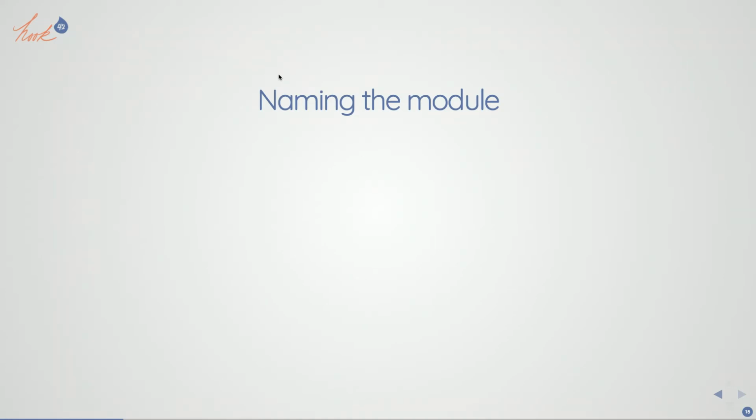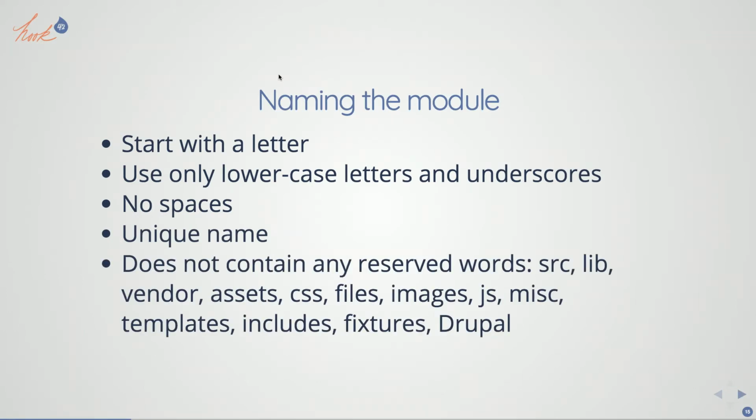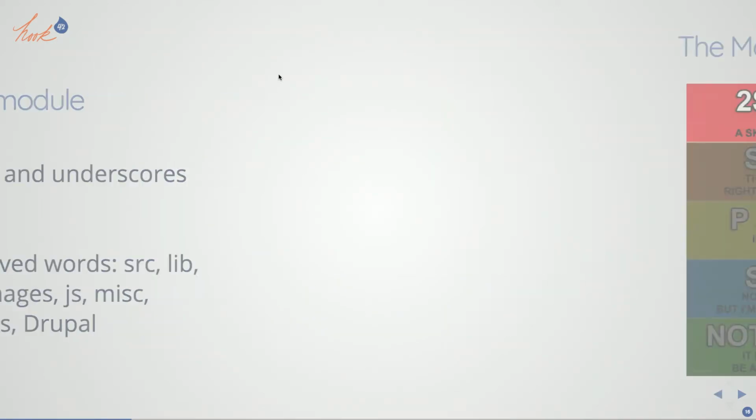Okay, so cool. We've got our background. Now we can name our module. We want to make sure we start with a letter. We use only lowercase letters and underscores. We have no spaces. We have a unique name. And please don't call your module Drupal. I'm pretty sure the internet will explode if you try to put that on a website. I don't know what's going to happen, but it's a reserved word. And there's a lot of reserved words, which I actually found out one while I was making my custom module, because things just broke. So if things just break, it might be the word you're choosing.